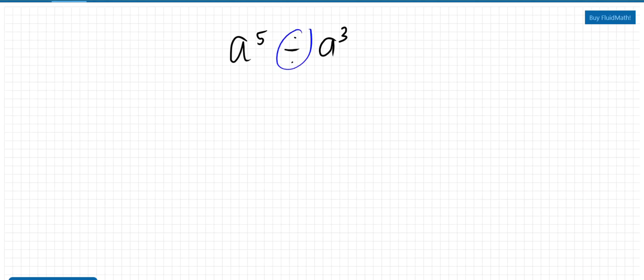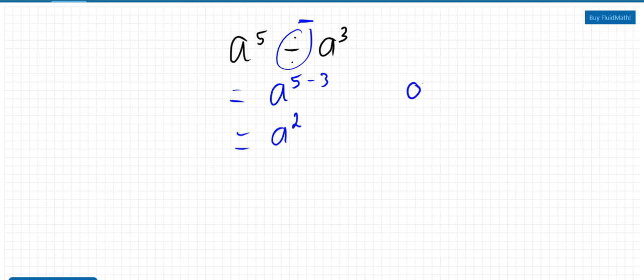Remember, division is the opposite to times. So when I was multiplying, I was adding my powers. So in this case, instead of adding, I will be subtracting. And that's how the index law works. So to do this example, I would have a, my base stays the same, and now 5 take away 3. So I am now subtracting the powers. And 5 take away 3 is just a 2.